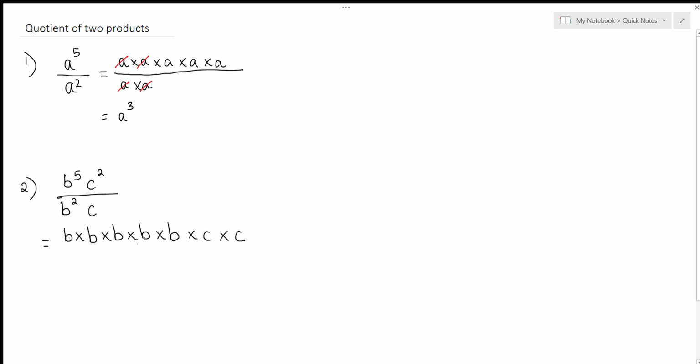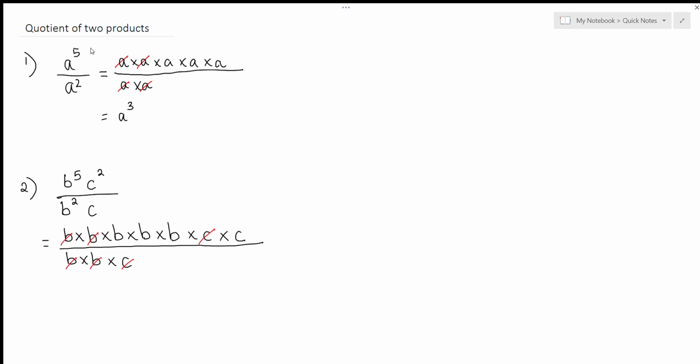over, and underneath we have 2 b's, so b times b and 1 c. Now, we're going to divide out again. We'll say one of these b's will cancel out with one of those. One of these b's will cancel out with one of those, and one of these c's will cancel out with one of those. What is left?